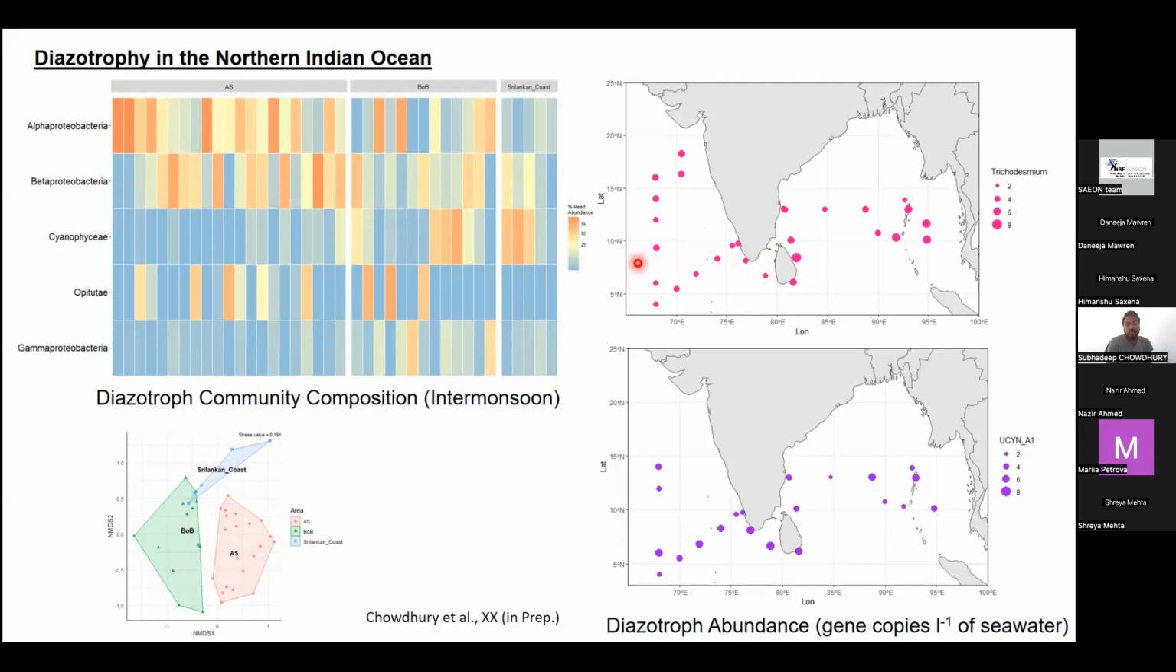And we tried to look into the abundance, and what we found is that during the intermonsoon, Trichodesmium is more abundant on the Bay of Bengal side, where there are more unicellular cyanobacteria on the Arabian Sea side.